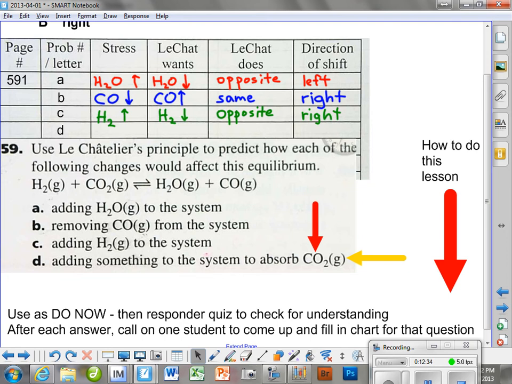Now it doesn't really remove it, it just makes the reaction go in such a way that it will use it up. So carbon dioxide, that's our baby, and the thing that we want to do is reduce it. So the carbon dioxide concentration will go down. And LeChat, meaning his naughty little teenager self, is going to take the CO2 and he wants it to go back up. Now to increase the amount of CO2, we have to go to the same side as the CO2 is on. Since CO2 is on the left, same now has the meaning of left, and that will be the shift that LeChat wants to do, or will do, to try to restore CO2 to its original concentration.